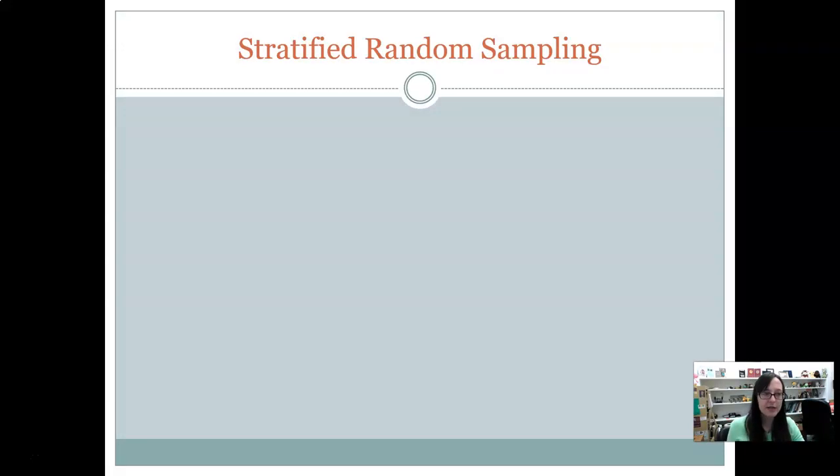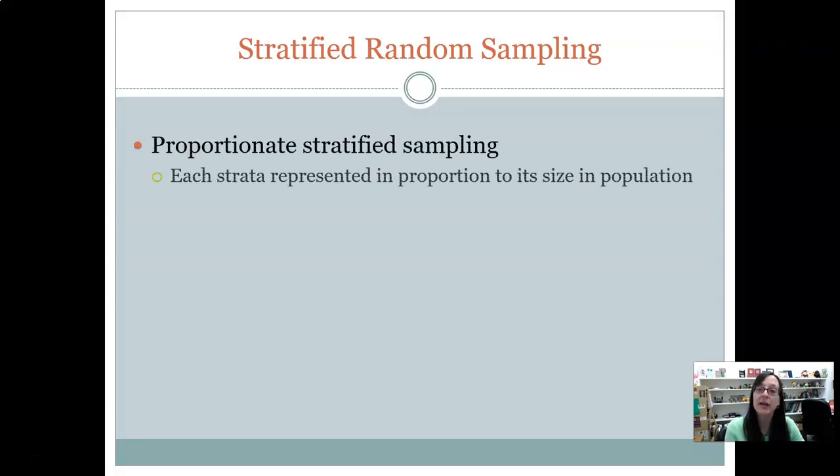And there are two ways you can do this. So you can do proportionate stratified sampling, where you are trying to make it so that each strata is represented in proportion to its size in the population. So this is basically to make it so that your proportions remain the same.